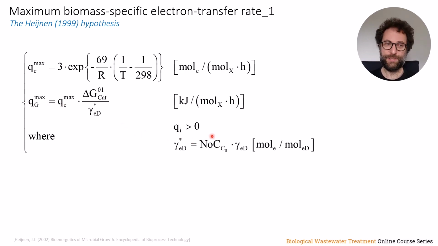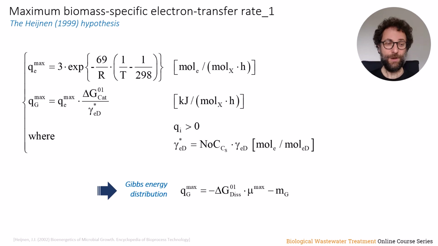And again, as we said, the rates are always positive, and this term here represents the number of carbons multiplied by the number of electrons per carbon mole of electron donor. Once we have this, and this is what we will see in a few slides, we can then use the same Herbert-Pirt equation to see how the Gibbs energy distributes among growth and maintenance.